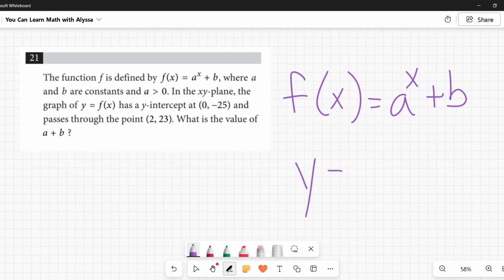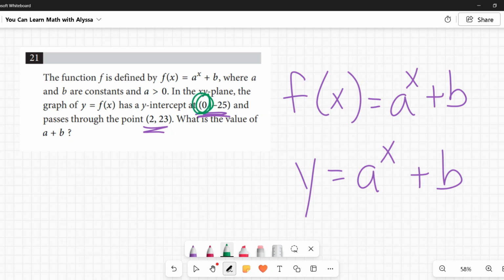Okay, so it's just saying if I were to put this in as y equals a to the power of x plus b, these two ordered pairs make it true, (0, negative 25) and (2, 23). Well, I have two constants here, so I want to solve them one at a time. Which of these can I solve by using one of these ordered pairs?